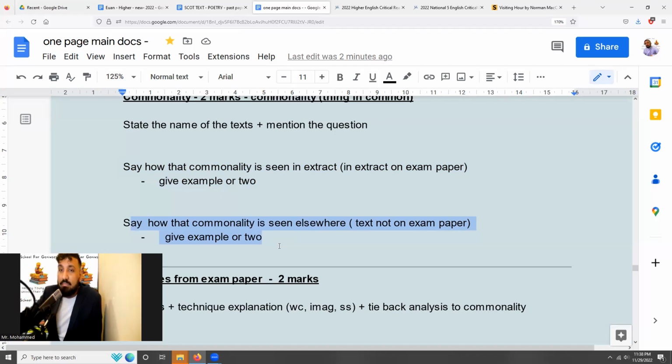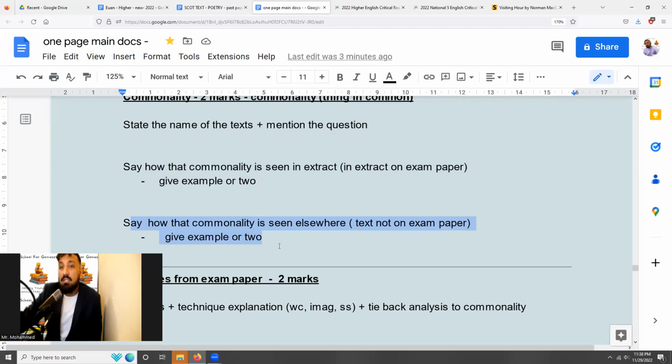Just to give you a quick example, if you're doing a comparison of Basking Shark, and the question was about the idea of things being judged based on how they look, you would say: in the extract we see, and this would be in Basking Shark, we see something being judged by the way it looks, in how the speaker judges the shark and believes it to be a monster or a predator, just based on how it looks. Something like that, simple.